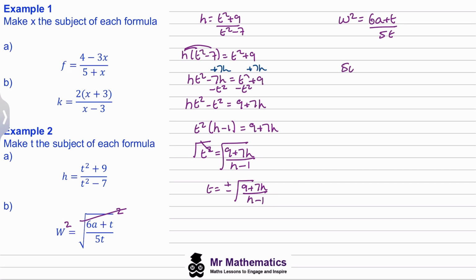So we've got 5w squared t will equal 6a plus t. And then we can move the positive t to the left-hand side. This will give us 5w squared t minus the t will equal 6a. And then we'll factor out this t. So we get 5w squared minus 1. And then we divide both sides by this term. So we get t is equal to 6a over 5w squared minus 1.